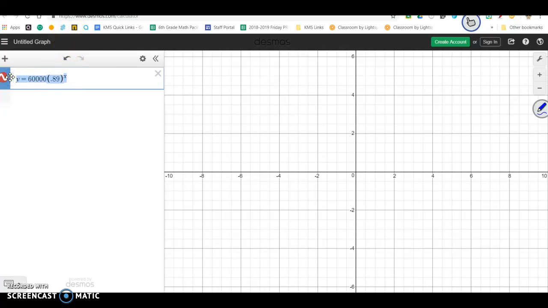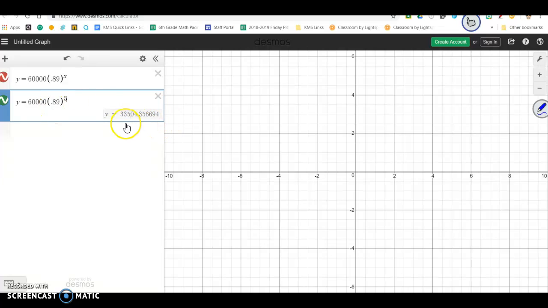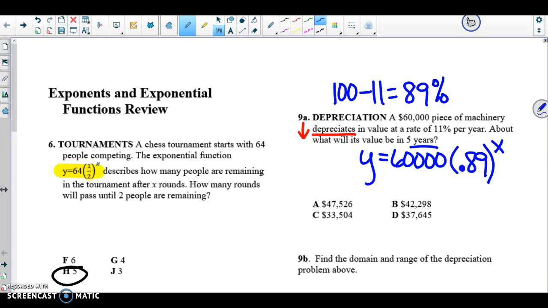So if I redo here, I can just change that to the 5, and that tells me my value right here of 33,504. I could, again, have just found the intersection, but when it just will tell me, I'm okay with that. And looks like our answer is going to be C.